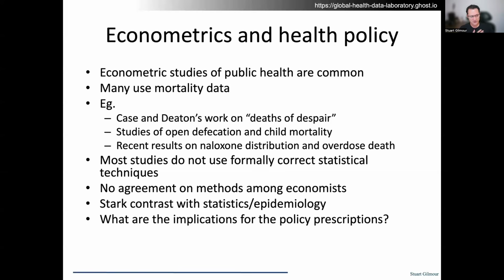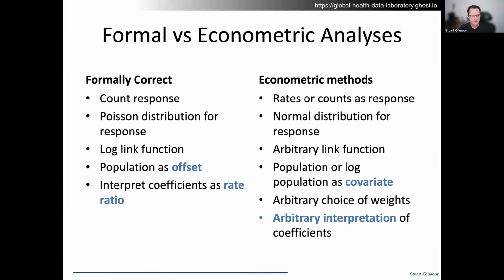For example, in their studies of naloxone distribution, they tend to conclude that naloxone distribution is associated with an increased mortality rate from opioids. But if they're using a formally incorrect model, are their results actually consistent with that finding at all? Or have they just found arbitrary results that don't actually reflect reality in any way? So I'm interested in finding out whether or not that is a problem and what the consequences are for their policy prescriptions. So let's just briefly review the formally correct way of handling death data and compare it with methods that are used in econometrics.